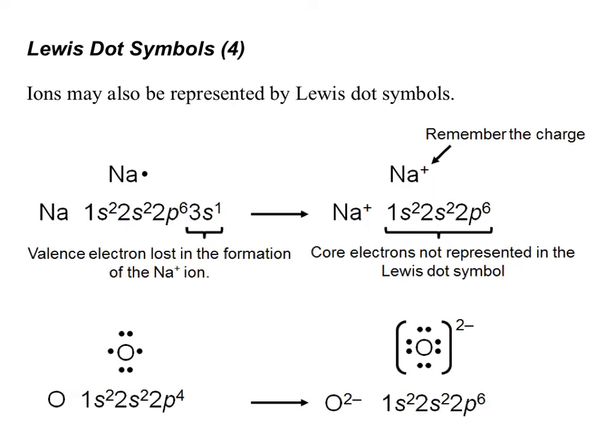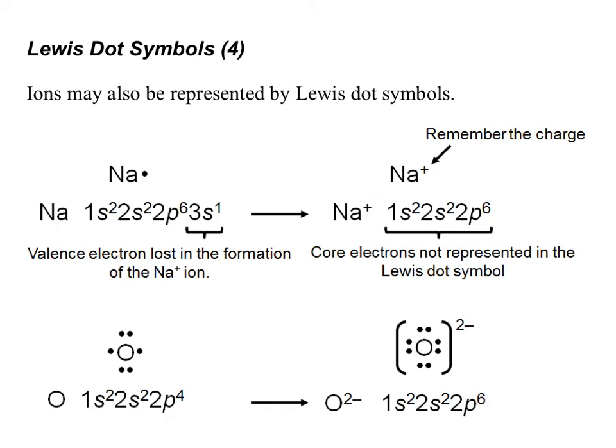Ions may also be represented by Lewis dot symbols. So if we start with the sodium with its 1 dot and we form the sodium plus ion, we remove that valence electron, we end up with a core of 1s2, 2s2, 2p6, and as it's the core, we do not show any electrons. Remember, in the Lewis dot symbol, we only show valence electrons. Of course, do not forget the charge.